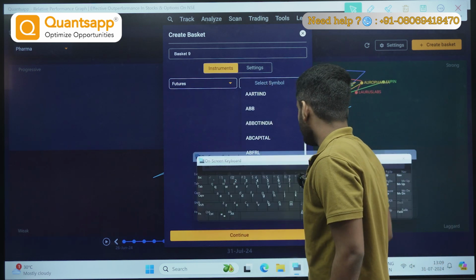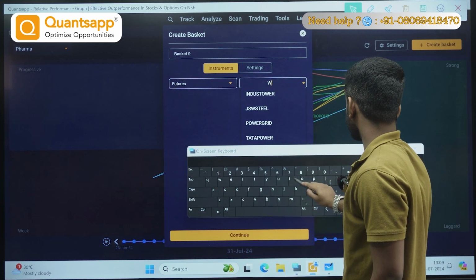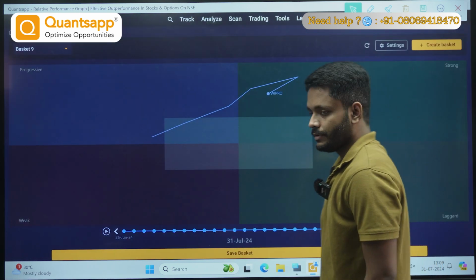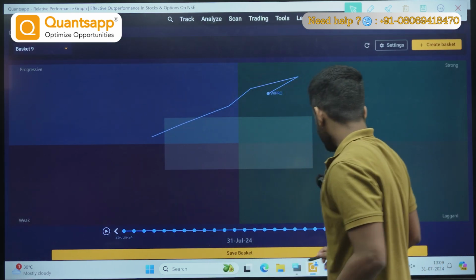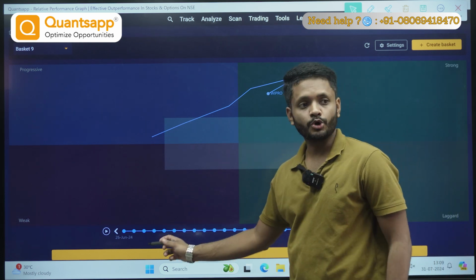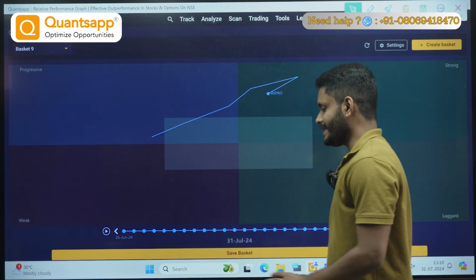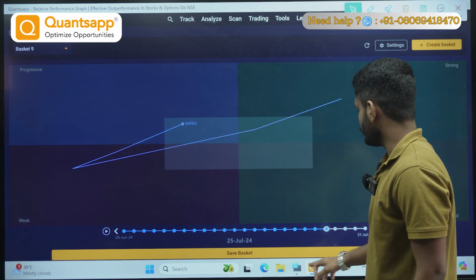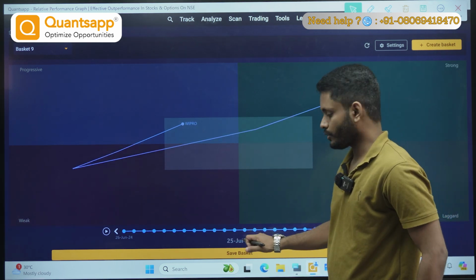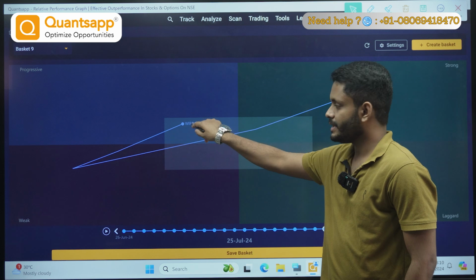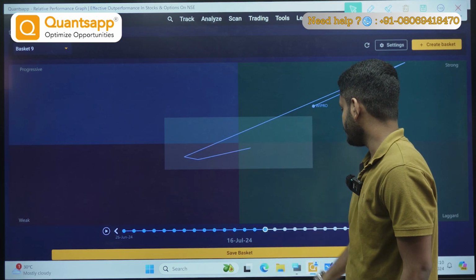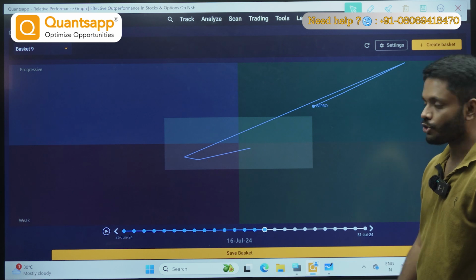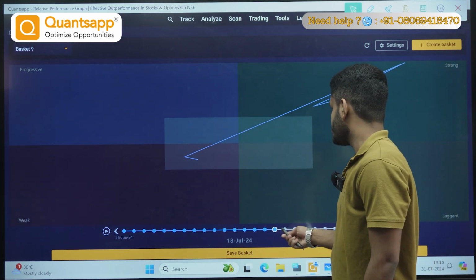Let's say I want to check out Wipro. Okay, so let me plot Wipro over here. Now can you see here the blue dots on the bottom? So these are basically the dates. Say for example, if you scroll this, it will show you the dates. Like see, on 25th of July, Wipro was placed in the neutral zone. Can you see? Now let me take it back. See, on 16th July, Wipro was placed in the strong zone. So this is how you are supposed to check these things.